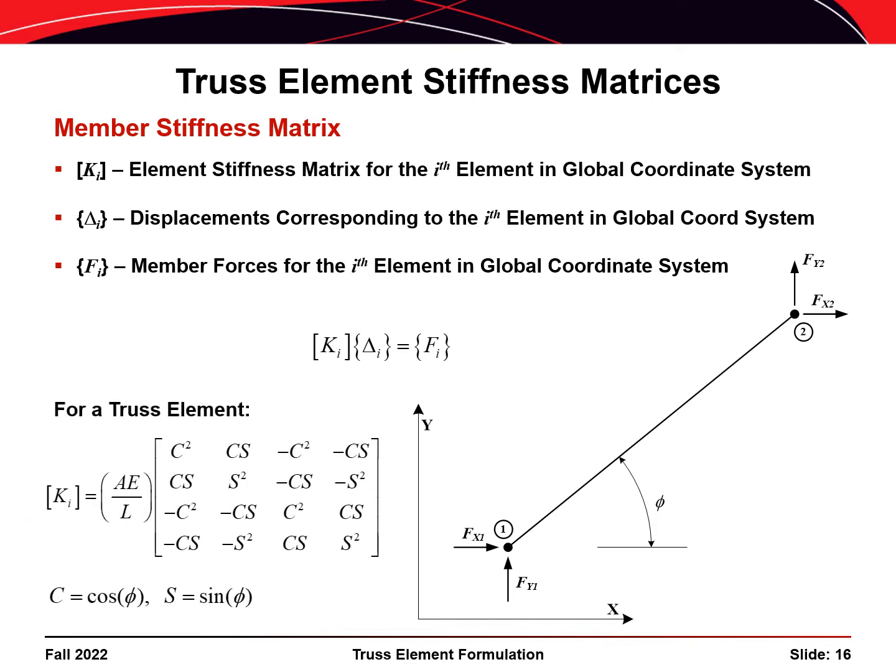For a truss element, K sub I, the element stiffness matrix, is given as shown here: AE over L, the generic stiffness for a member loaded axially, times a matrix of cosines and sines. The vectors delta sub I and F sub I are shown here.